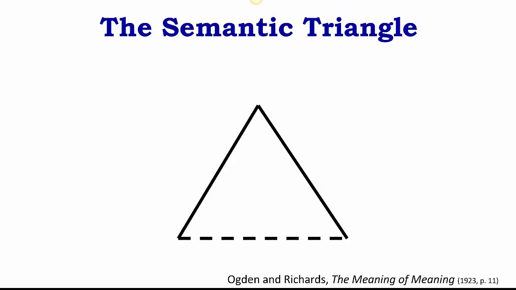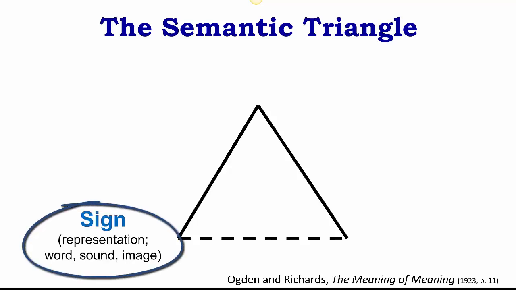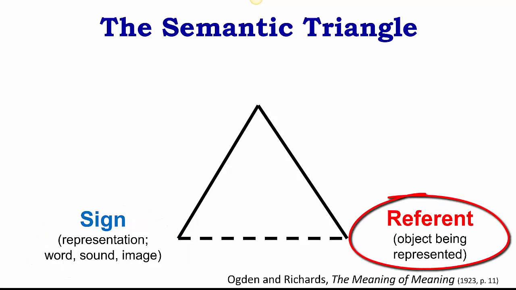Ogden and Richards, in their The Meaning of Meaning in 1923, present this idea of the semantic triangle. It's a basic theoretical formulation for how representations of meaning communicate that meaning. We've got three elements here as part of the triangle. First, we have the sign, the representation, the word, the sound, the image, the picture of the pipe, right? Next, we have the referent, the object being represented. So Magritte paints a picture of a pipe that is supposed to represent a pipe, the pipe being the object that's being represented.